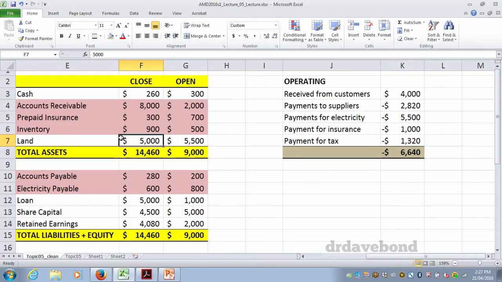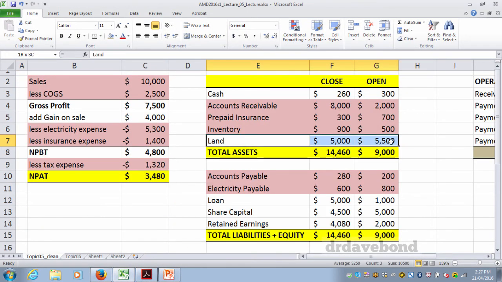All right, so let's have a look at land. I need you guys to help me out with this. Land, I'm just going to start it off and then I'm going to let you guys have a crack. Land starts at 5,500, ends at 5,000. That is just simply the change from open to close.